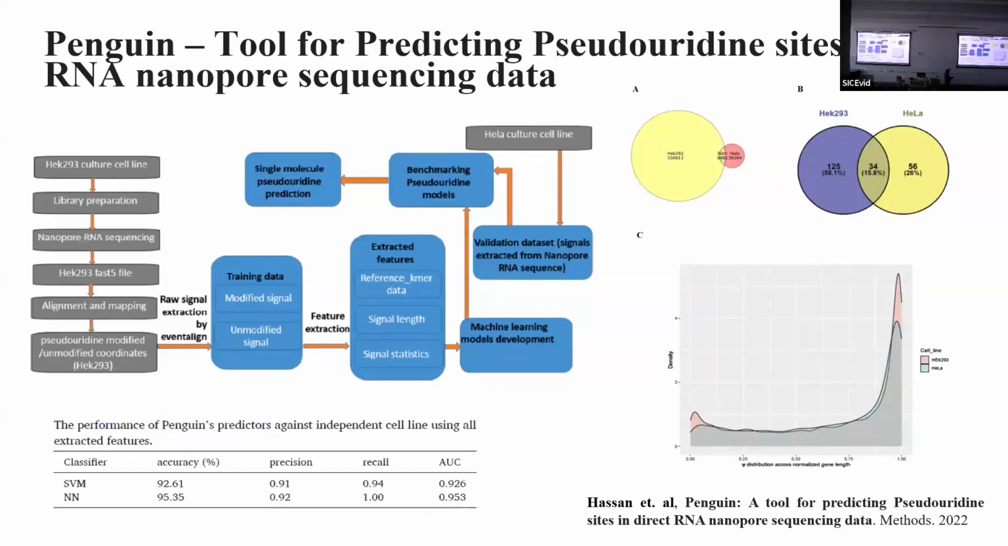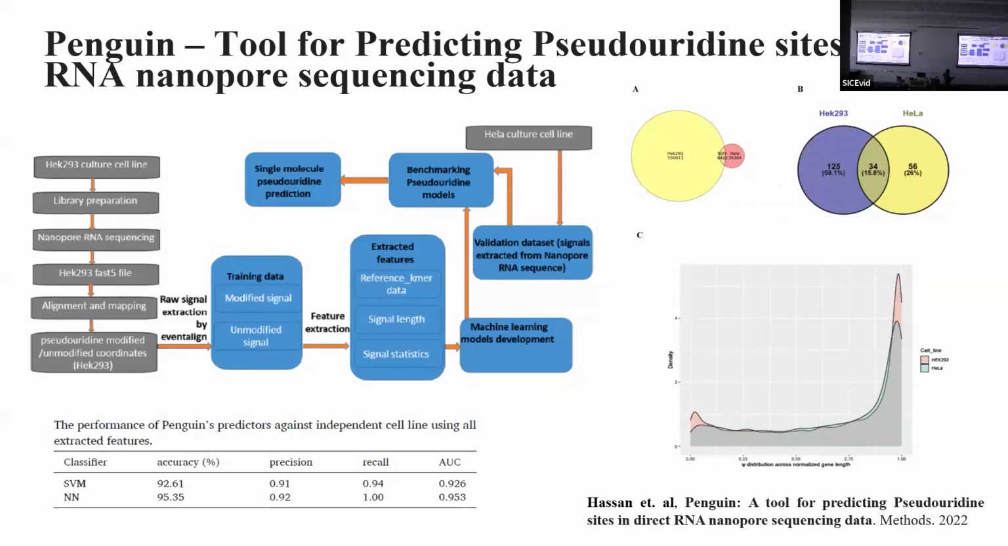We extracted the signal on a global scale for the modified and unmodified uridines, right? Unmodified would be uridine, modified would be pseudouridine. We extract features like sequence, signal statistics, and develop machine learning models. We've used a whole bunch, okay? Support vector machines, neural networks, deep learning models, and so on.